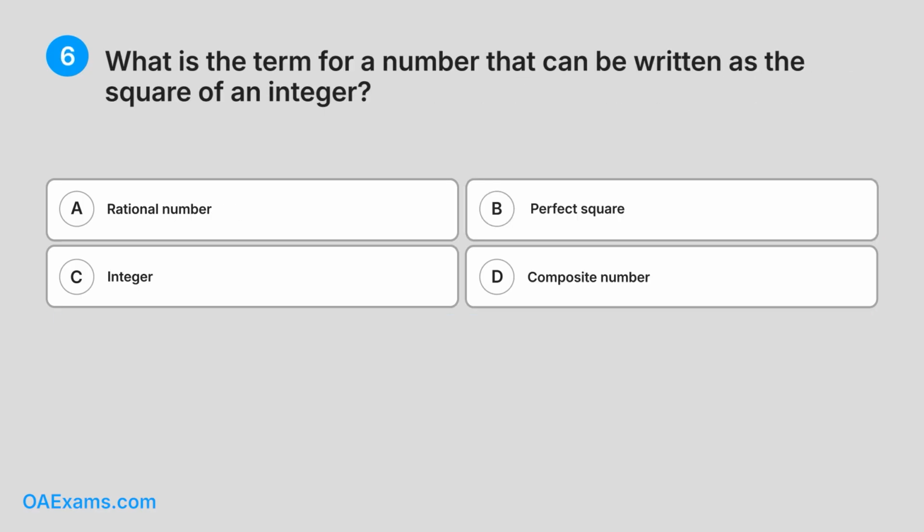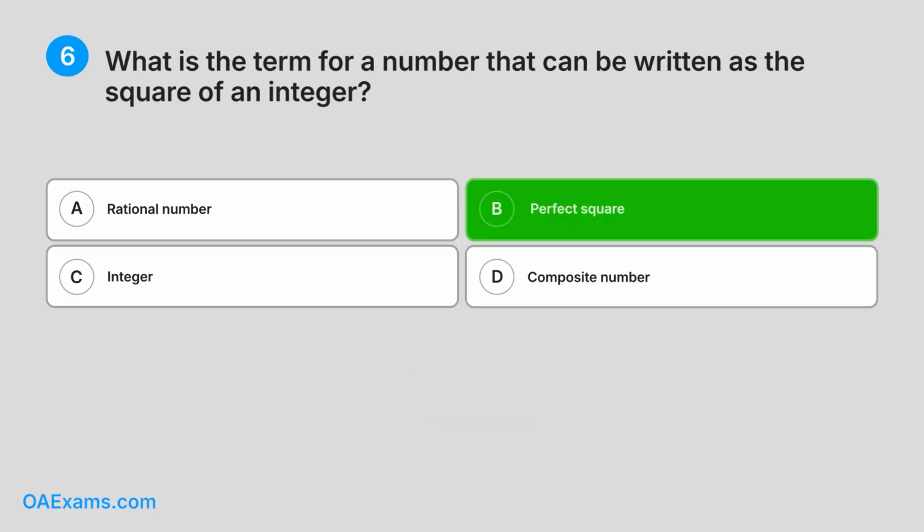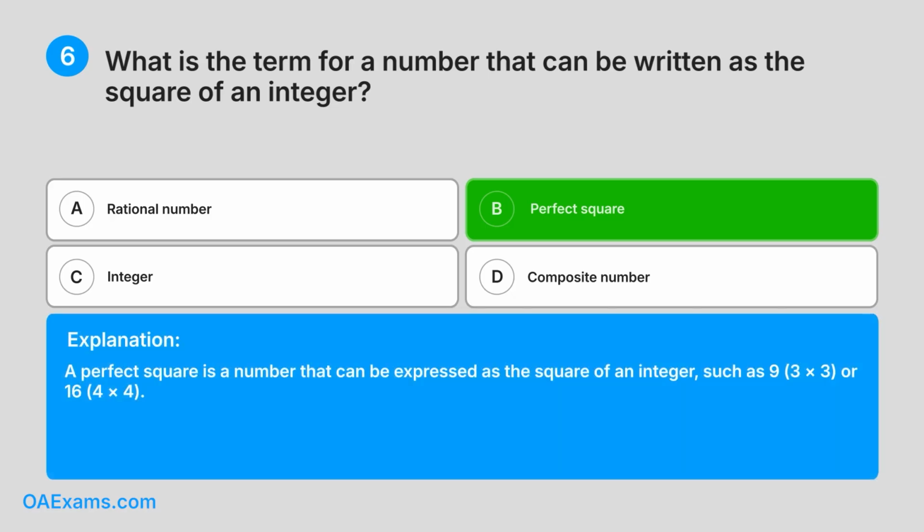6. What is the term for a number that can be written as the square of an integer? A. Rational number, B. Perfect square, C. Integer, D. Composite number. Do you know the answer? Correct answer. B. Perfect square. Explanation. A perfect square is a number that can be expressed as the square of an integer, such as 9, or 3x3, or 16, or 4x4.